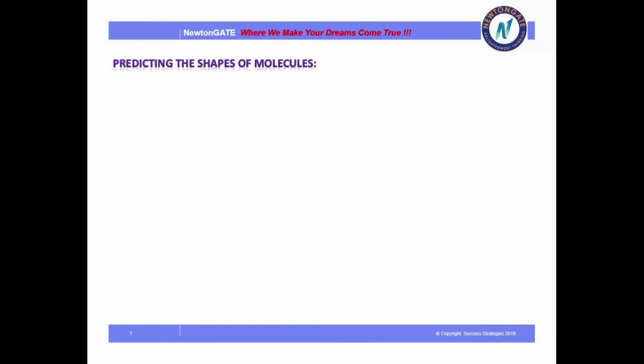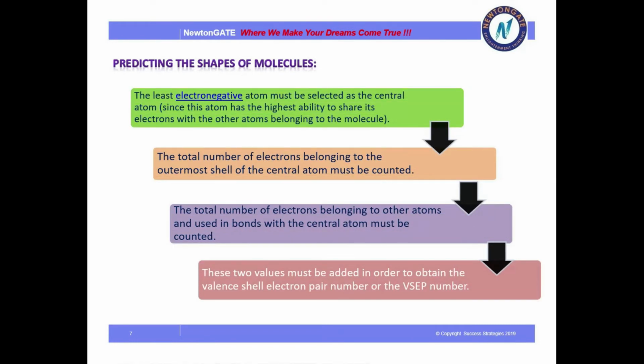Next, how do you predict the shape of the molecules? There are four steps to predict the shape. First, the least electronegative atom must be selected as the central atom, since this atom has the highest ability to share its electrons with the other atoms belonging to the molecule. Then the total number of electrons belonging to the outermost shell of the central atom must be counted. Then the total number of electrons belonging to the other atoms and used in bonds with the central atom must be counted. Then these two values must be added in order to obtain the valence shell electron pair number, or the VSEP number. So these are the four steps to predict the shape of molecules. Clear?